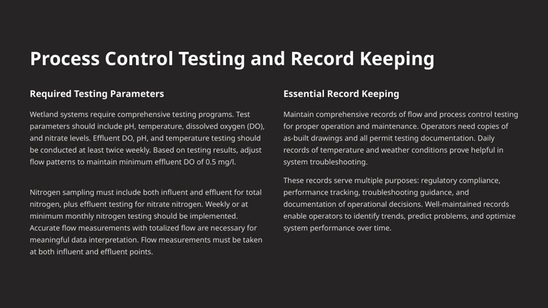When it comes to nitrogen, sampling must include both influent and effluent for total nitrogen, and additionally, effluent testing for nitrate nitrogen. Ideally, nitrogen testing should be done weekly, or at the very least monthly, to keep a close eye on nitrogen removal efficiency. Accurate flow measurements are also vital, using totalized flow data, so we can interpret the test results meaningfully. Remember, flow measurements need to be taken at both the influent and effluent points to ensure accuracy.